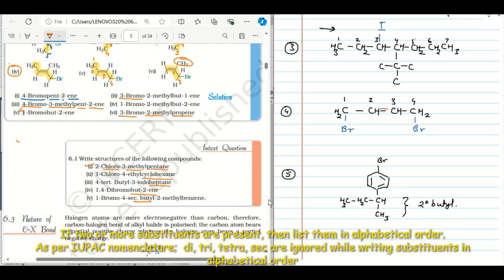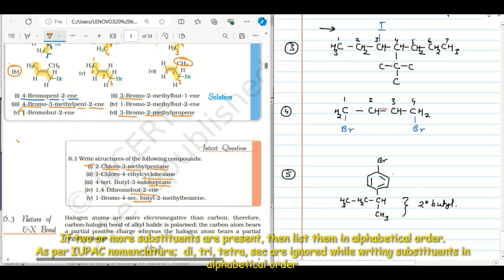And at second position, methyl group is there. So this is the second position where CH3 group is there. So when you number it from here, 1, 2, 3 and 4, we will get 1 bromo, 2 methyl. And at fourth position, secondary butyl group is there.